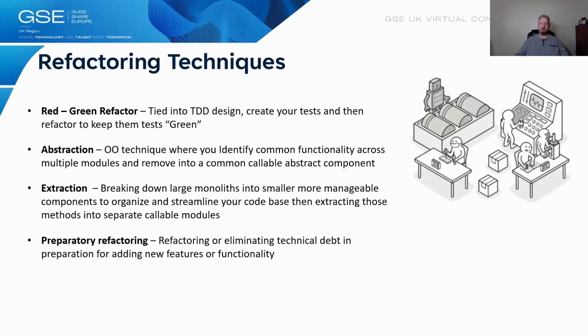So refactoring techniques, so red-green refactor. This is really tied to application development if you're doing a test-driven design kind of pattern for your agile development. So TDD is basically I create a test. That test fails based on the logic that I want to put into my application. Then I write the code to make that test turn green. That's quote unquote test-driven design, or the red-green portion.